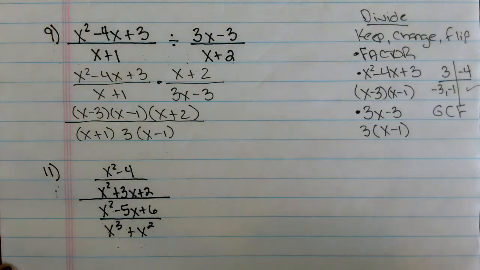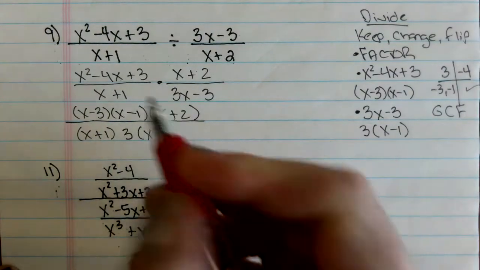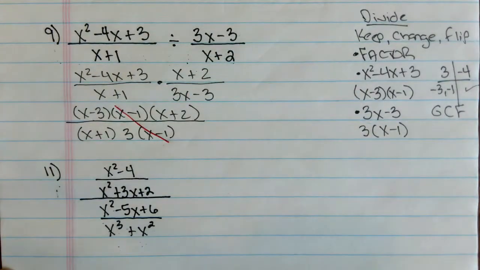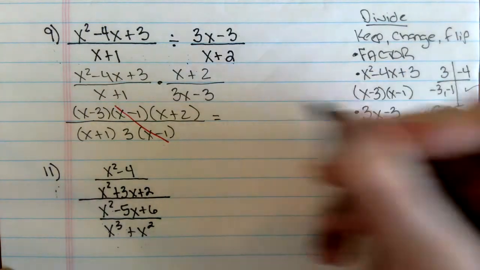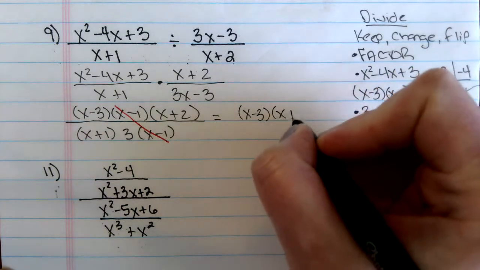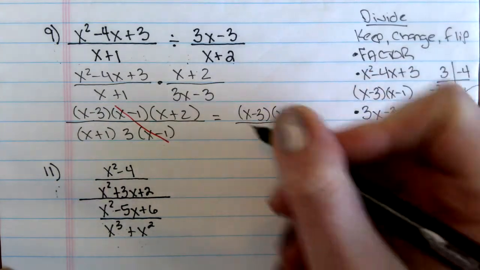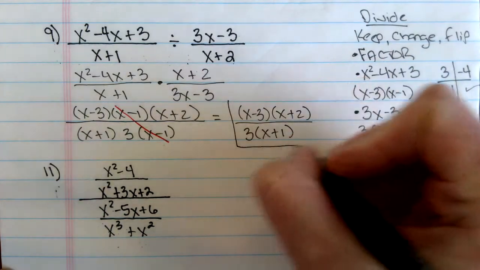And then after we have everything factored, now let's go canceling. What terms match on top and bottom? Those x minus 1s look to be the only thing. And so then my good final answer is x minus 3, x plus 2 over 3, x plus 1.